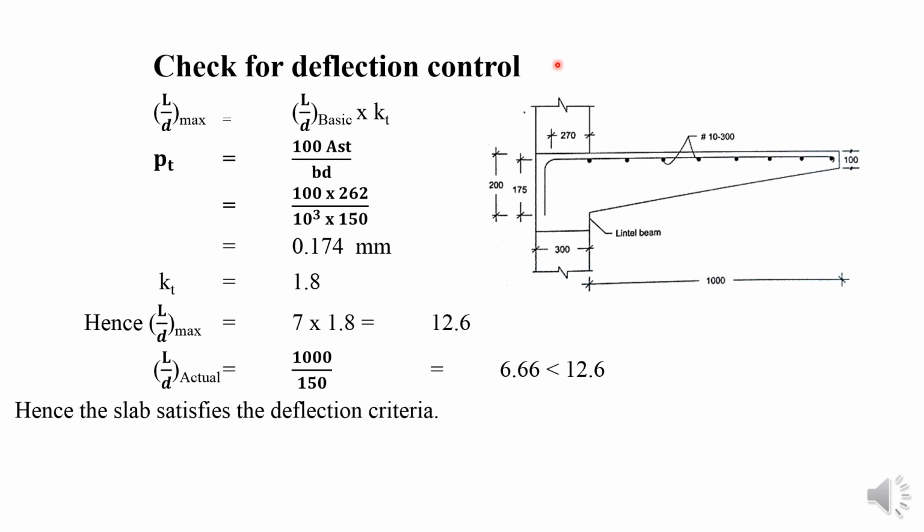This figure shows the reinforcement detail. So the 10 mm diameter rod at 300 mm center to center. In the end portion the slab is reduced to 100. Here the slab has a depth of 150 mm. The anchorage length is already provided, 470. Here 270, remaining 200 mm.